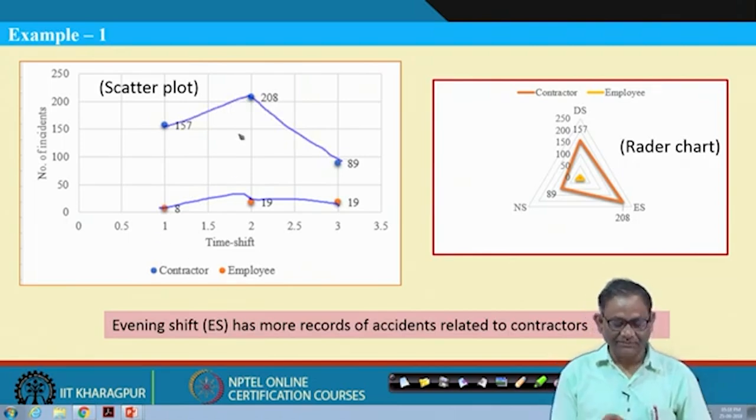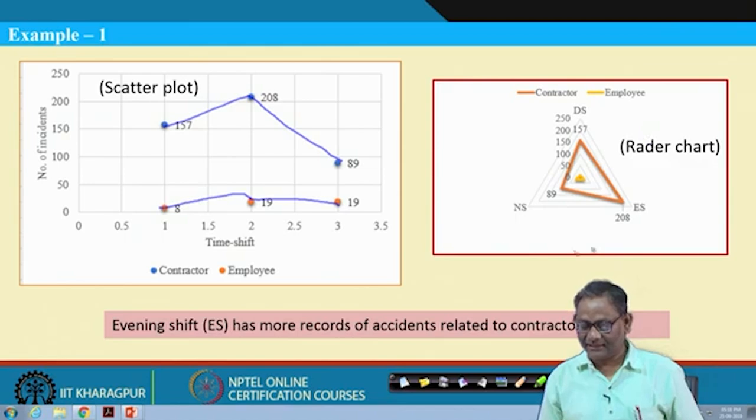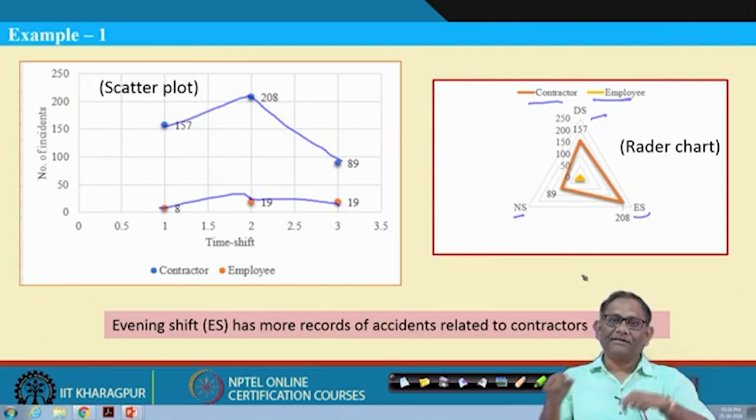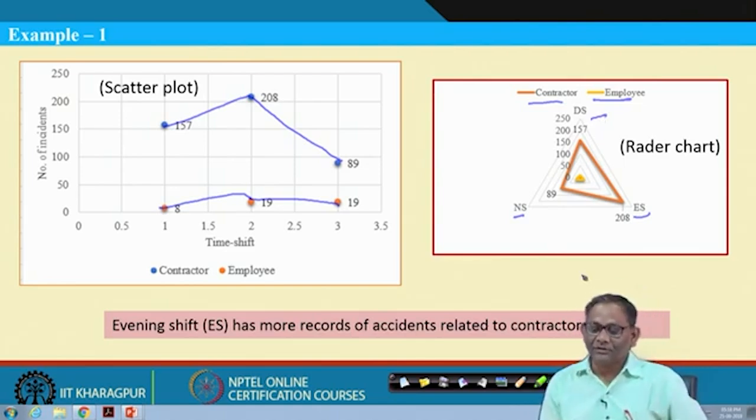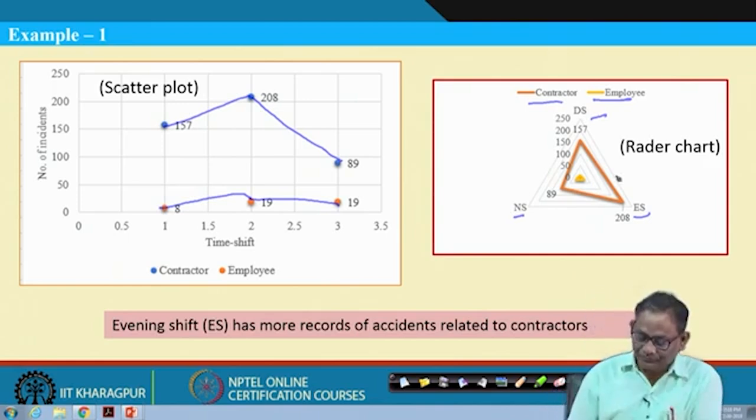And if you compare shift-wise, then definitely the evening shift has more accidents compared to the other two shifts. And then you can plot a radar chart for that kind of thing. What happened here: contractor and employee type, and then night shift, evening shift, day shift, some radar is formed, just to show you what is happening in terms of contractor and employee with reference to the three different shifts. This is another kind of plot.